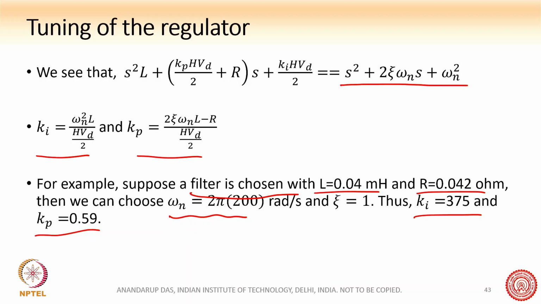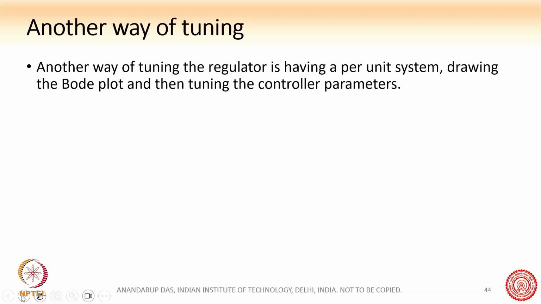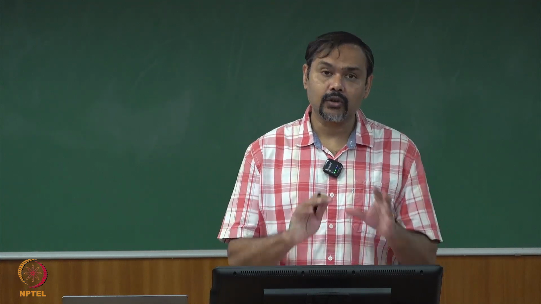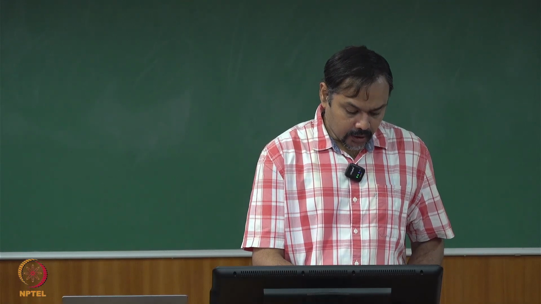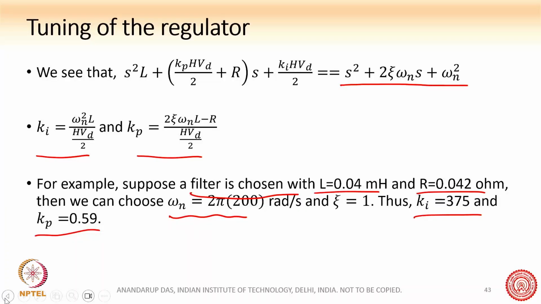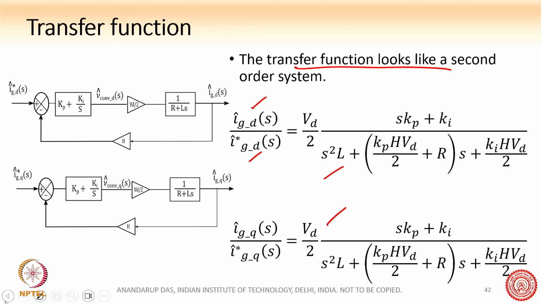But we will not stop here. We will do another way of tuning the regulator using a per unit system. We will draw the Bode plot and then tune the controller parameters nicely, which we will take up in a next class. But what is important from the discussion we have covered is that there are several things that are important in this small signal dynamic modeling.